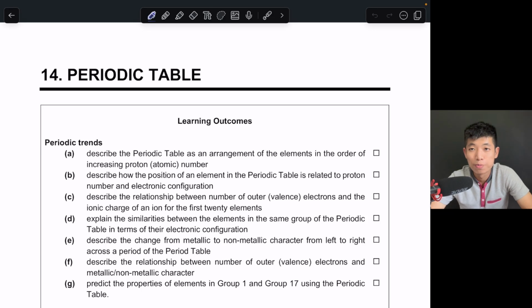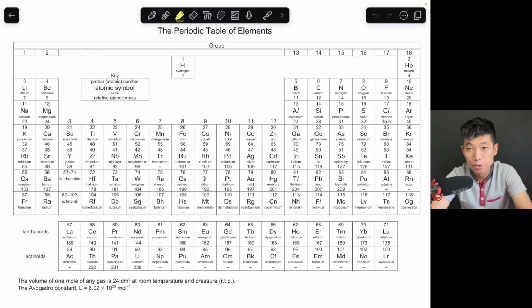Hi everyone, in this video we'll be looking at the chapter of the periodic table. This chapter pulls together knowledge that you have learned before from various chapters and therefore serves as a very good revision and also for you to see the links between different topics. Do you know how the elements are arranged in the periodic table?